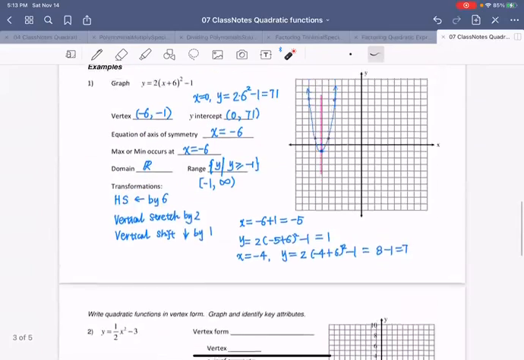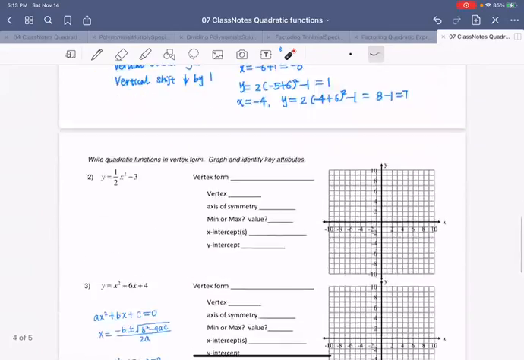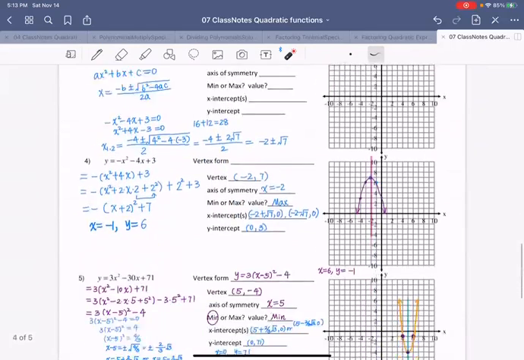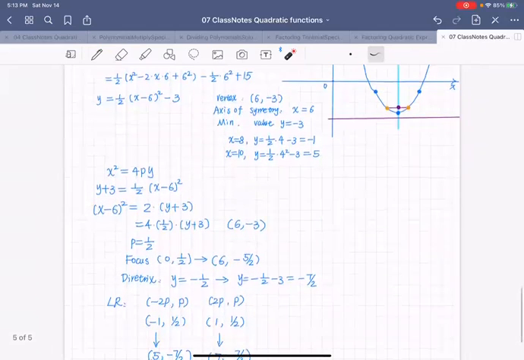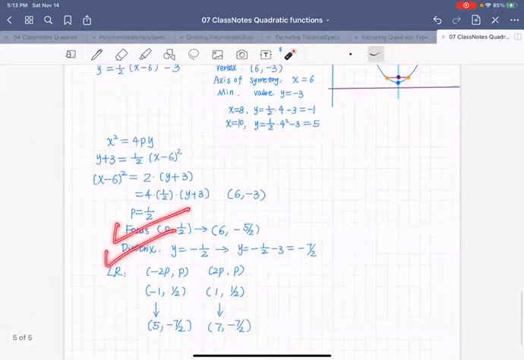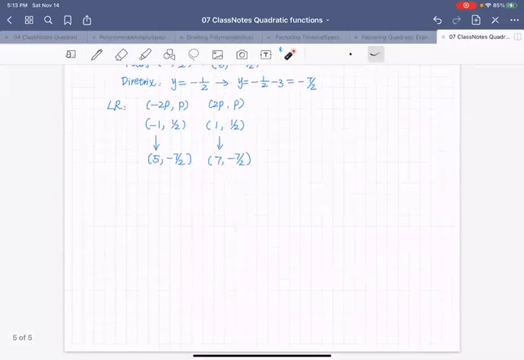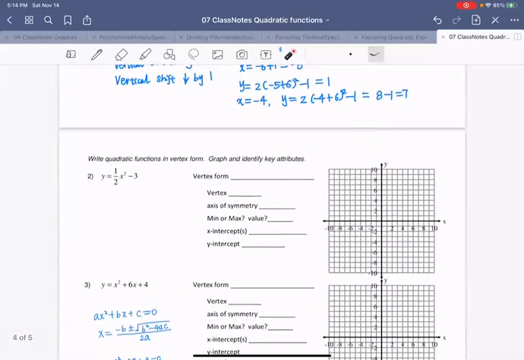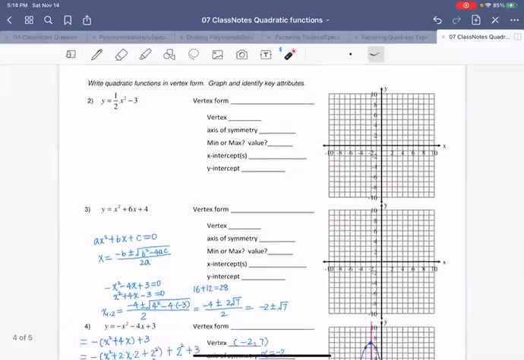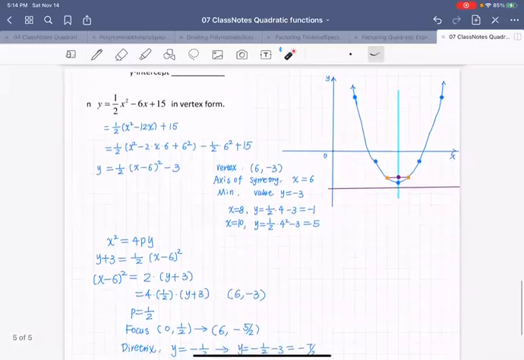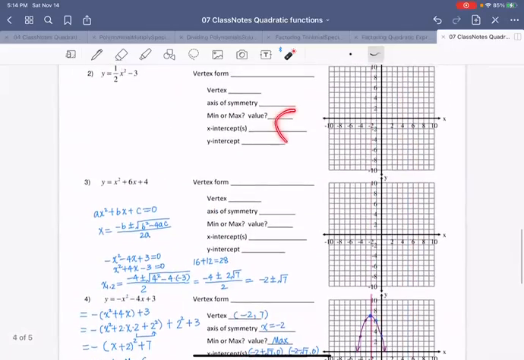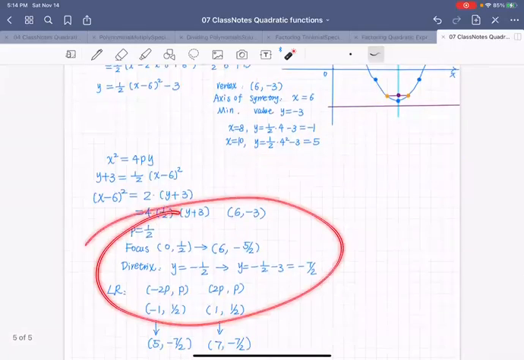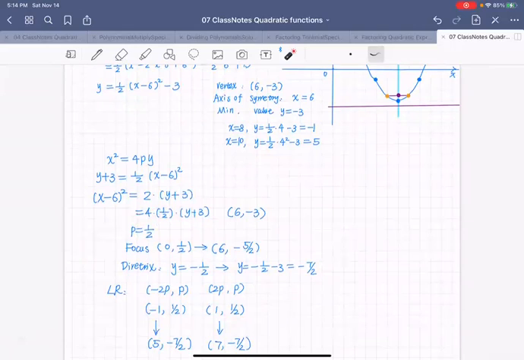So I will send you this homework and I want you to get those answers and also tell me all those points like focus, directrix, and latus rectums for each single question, all right? Not only finish this part, but also answer those questions, because those questions are for the Algebra 1 level. These new questions are for the Algebra 2 level, okay?